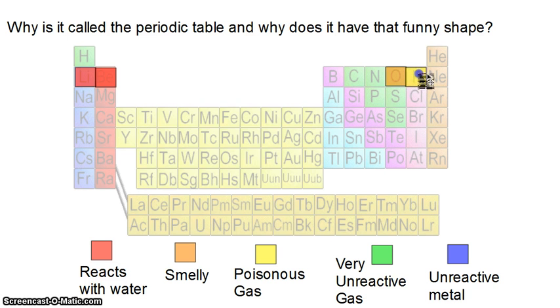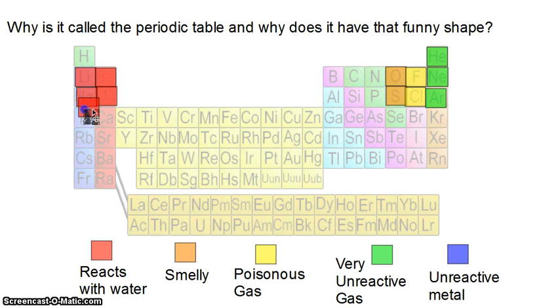Fluorine forms a poisonous gas. Neon is a very unreactive gas, and so is helium above that. Continuing down to the next row, sodium reacts with water. Magnesium reacts with water. Sulfur is very smelly. Chlorine is a poisonous gas. And argon is a very unreactive gas.